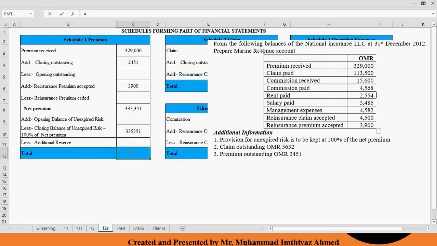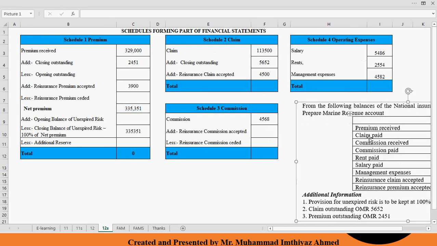Now, while calculating the net premium, if you reduce the closing, it will be nil, 0. So we need to keep in mind, in the case of marine, it is 100% we need to maintain unexpired risk. So for calculating claim, we need to make the total, take the claim, add closing outstanding, and again add reinsurance claim accepted. For commission, we take the same total, and here we take the total of these three. It comes to 12,622. So now all these 4 scheduled totals we need to shift to the income statement.